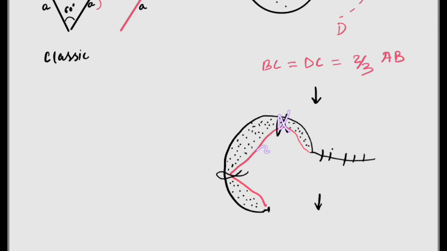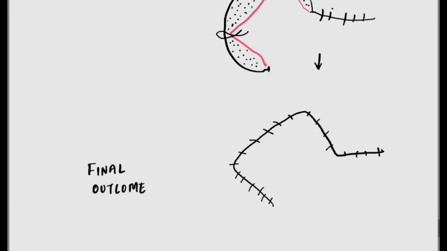We will take the key sutures here and we will then close the wound in layers. The final stitch line will appear like this.